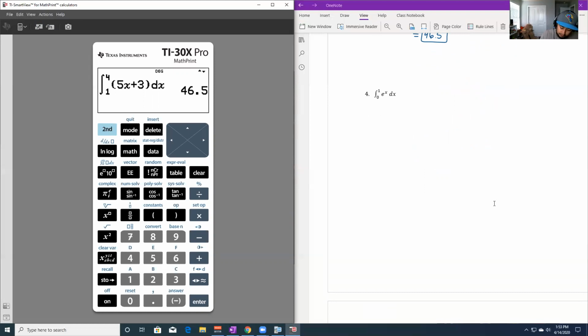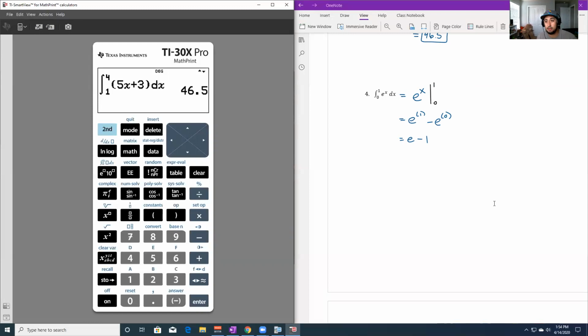Well, guess what the antiderivative of e to the x is? E to the x. And you will evaluate it from 0 to 1. Which means that we'll get e to the first minus e to the 0th. And this becomes e minus 1, because anything to the 0th power is 1. So you get e minus 1.